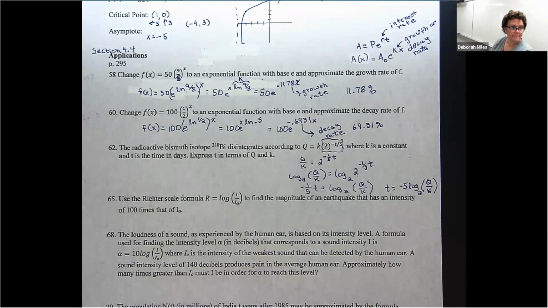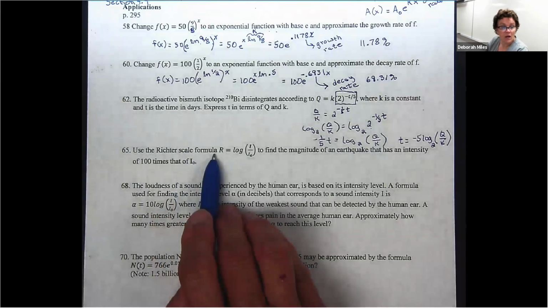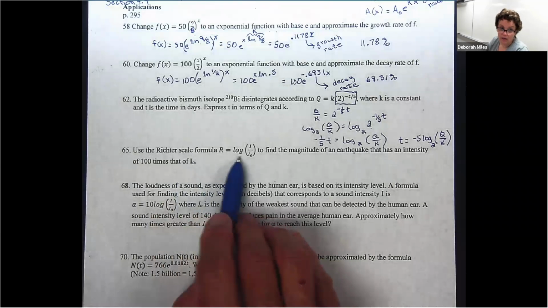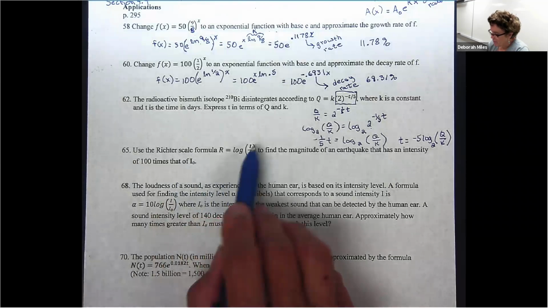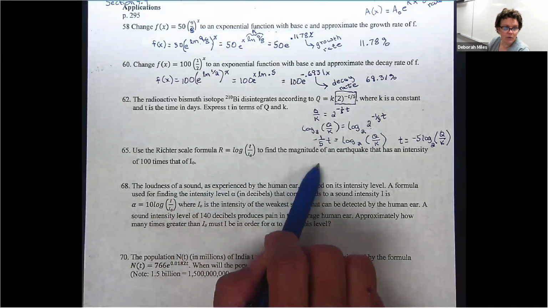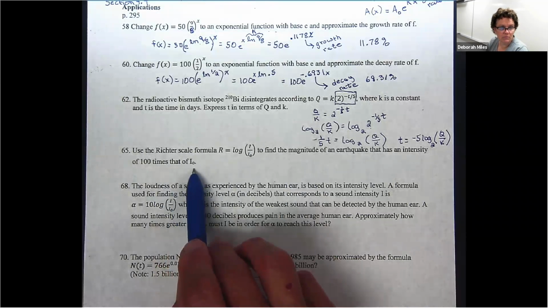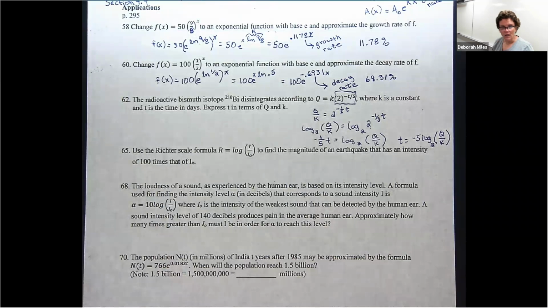All right. Number 65 says use the Richter scale formula R equals log, and without a written base, that's log base 10, of I over I sub 0 to find the magnitude of an earthquake that has an intensity of 100 times that of I sub 0. Well, let's talk about earthquakes a minute. A seismologist, an earthquake scientist, takes a seismograph to the site of an earthquake or a certain distance from the site of the epicenter of the earthquake and measures the rumbling of the ground.